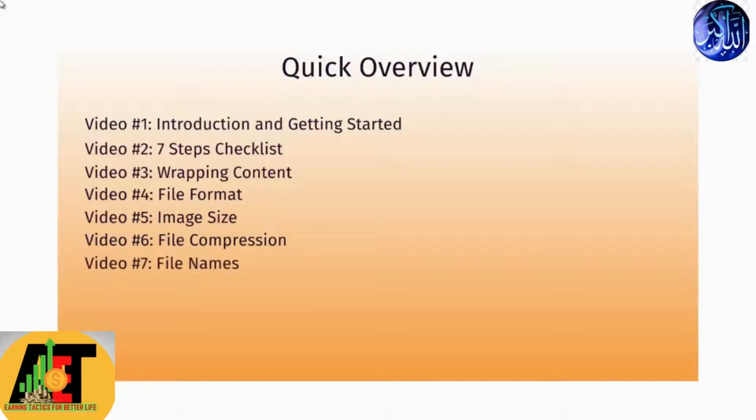Video number 7, we'll talk about file names, why that's important. Video number 8, we'll talk about alt tags, which appear in the source code of your website. That also tells Google what your image is all about. So there's a lot of different variables here, and a lot of times most people just focus simply on video 8, which is the alt tag. And as you can see, it's much more than that.